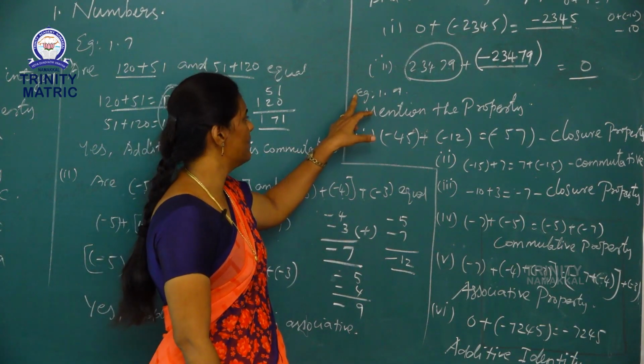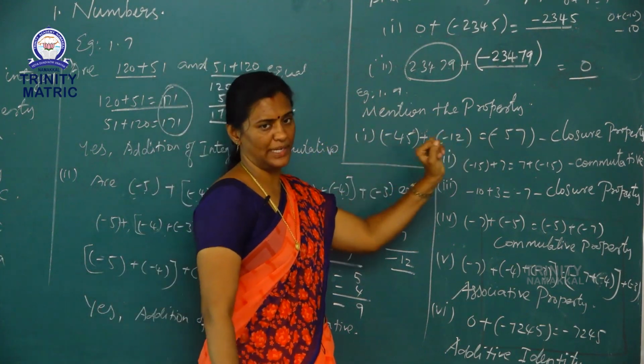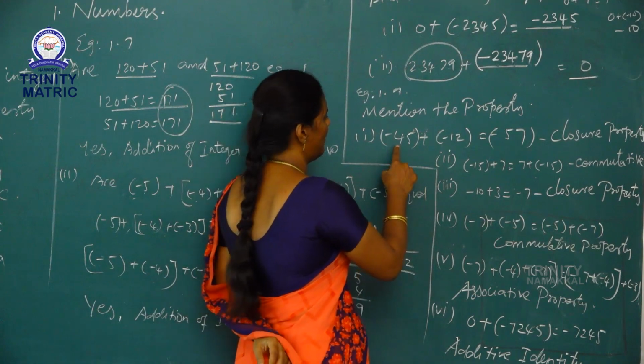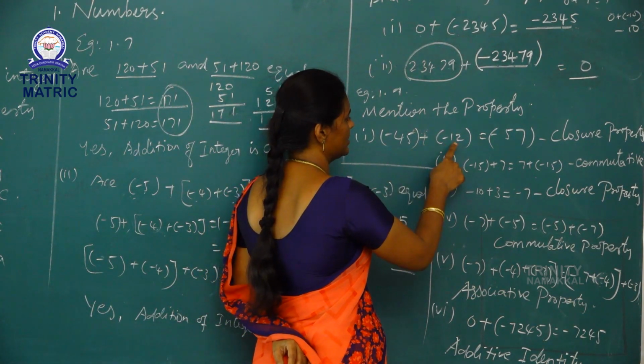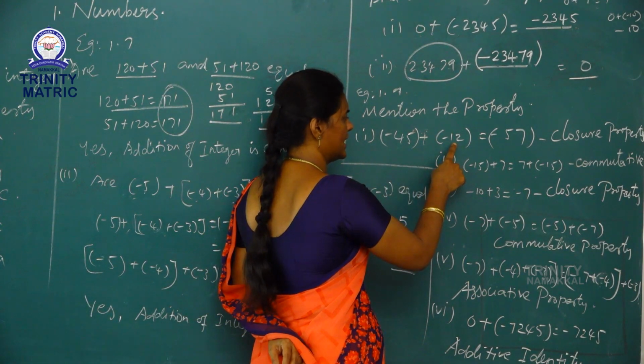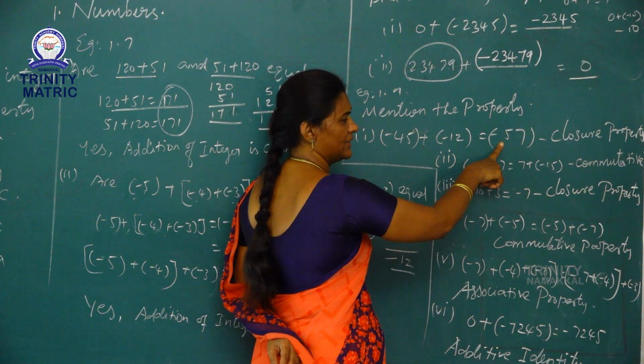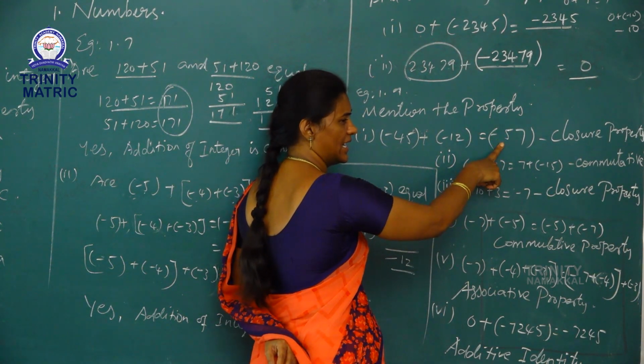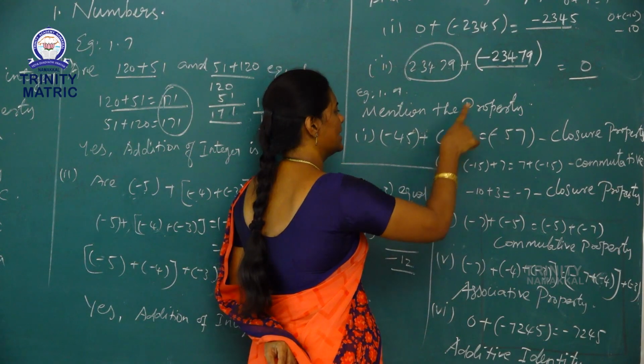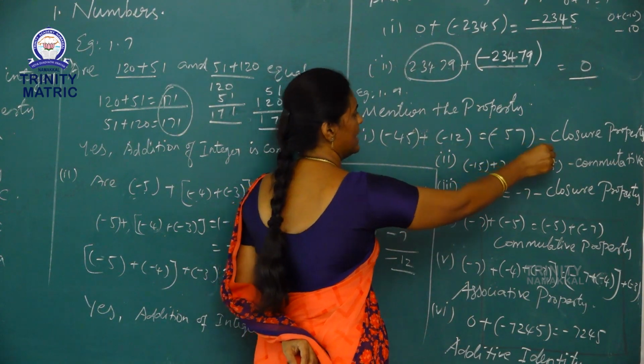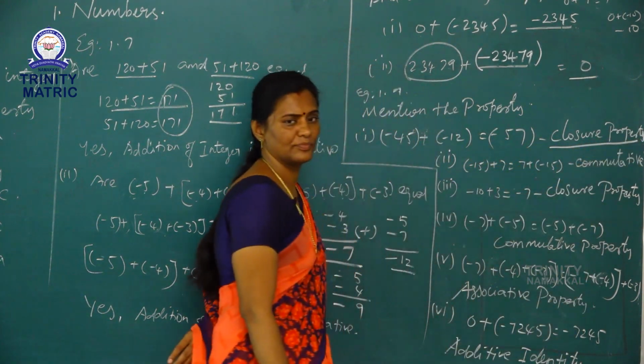Next, example 1.9, mention the property. The first one is minus 45 plus minus 12. When we add these two integers, we get minus 57. That is also an integer. We add two integers, the answer is also an integer, that is closure property.